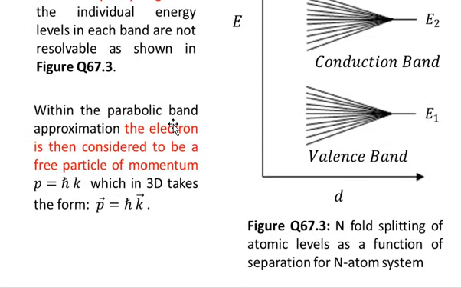Okay, within the parabolic band approximation, the electrons are then considered to be free particles of momentum p equal to h bar k, which in 3D takes the form p vector equal to h bar times k vector.